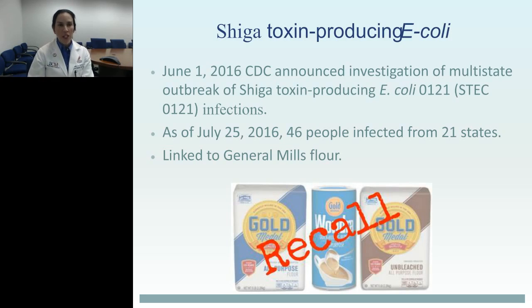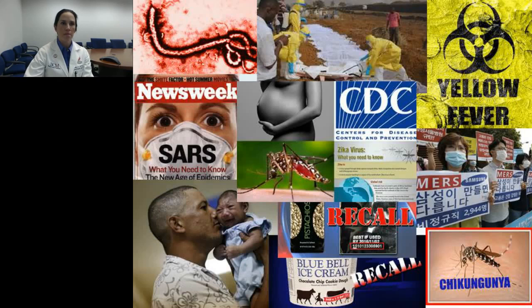Fortunately, there have been no deaths, but this outbreak was, through all the investigations that have been done, linked to General Mills flour. And so that may be why your Kroger or Schnucks or wherever your grocery store is may have sent you a note or called you to say, hey, if you bought this 2-pound bag of flour, please return it. It's not healthy. So that's an example of another current outbreak that we're dealing with.